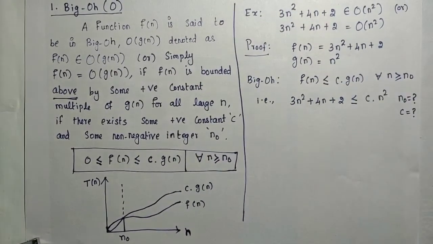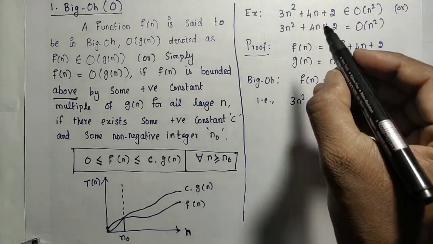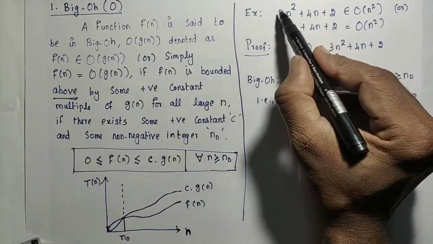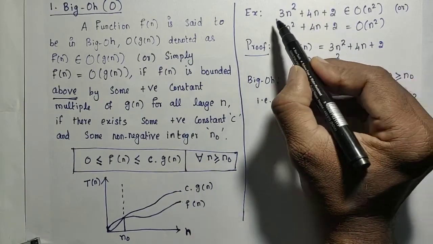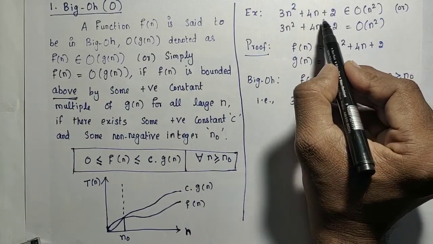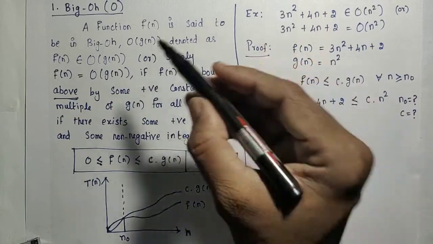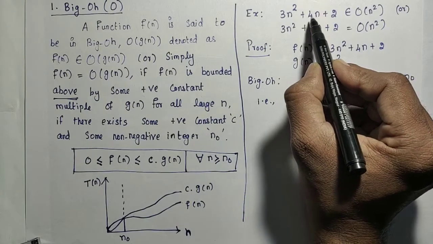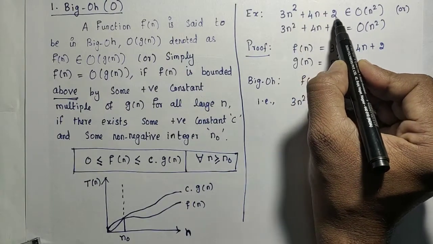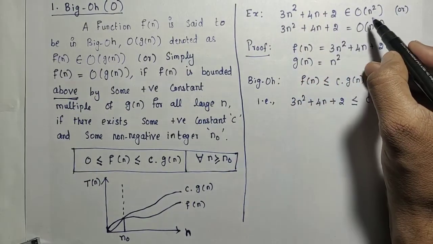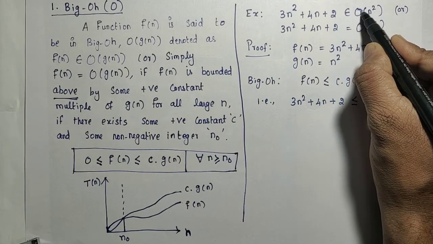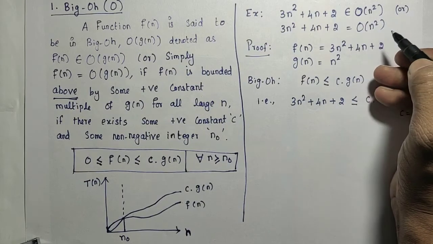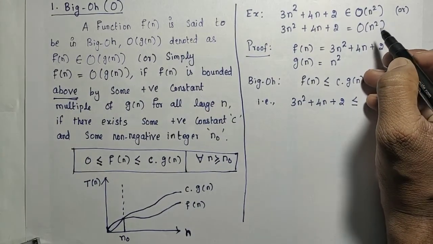So if these two functions are given, 3n squared plus 4n plus 2, for example, this is given as the execution time of your algorithm. So you have analyzed the algorithm, and this is the number of steps. So this is one function, 3n squared plus 4n plus 2, and we need to prove that it belongs to O of n squared. n squared is another function. So that we have to prove.